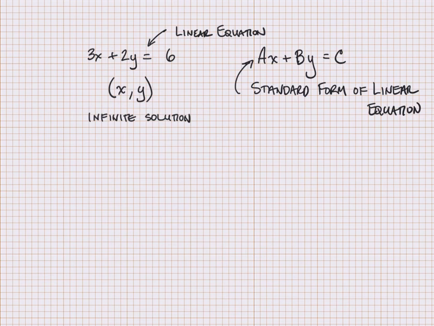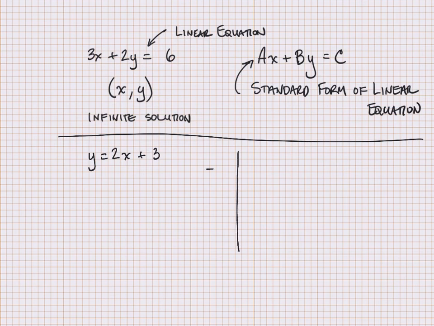So what we need to do is start finding some of these solutions here. And a way to do that is just to make an XY table. So let's say we had this equation, y equals 2x plus 3. So this is going to be our equation, and we're going to calculate some solutions to this. And so what we'll do is create a little XY table.